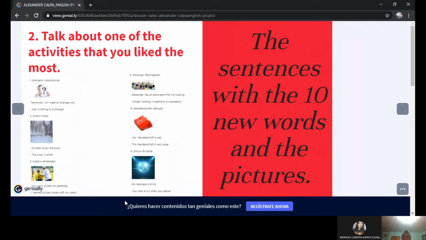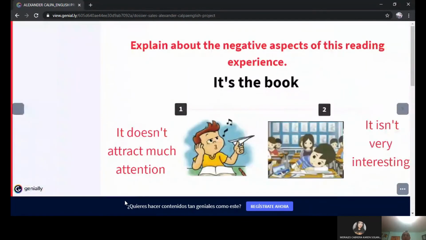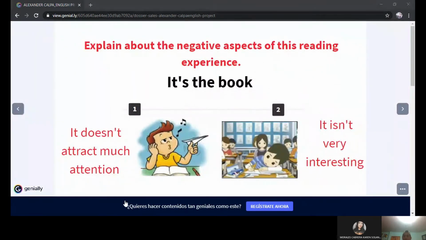Negative aspect. One, explain about the negative aspect of this reading experience. Although there aren't many, the negative aspects were... I think there is a main one, and it's the book. It doesn't attract much attention because it's not very interesting.